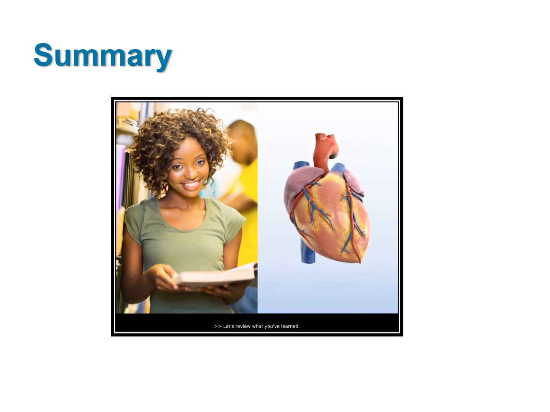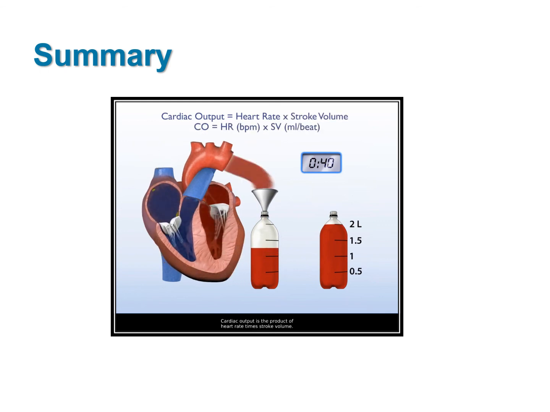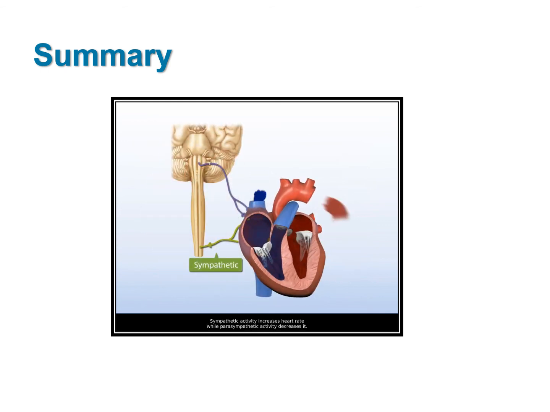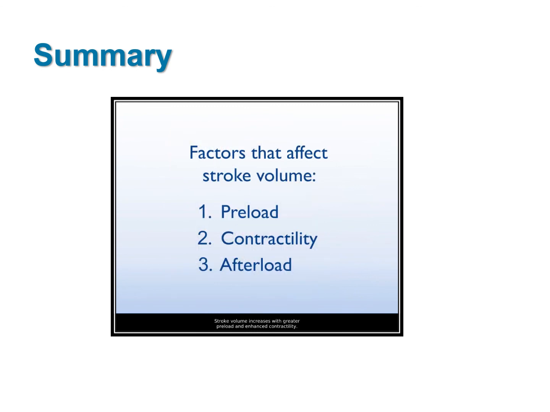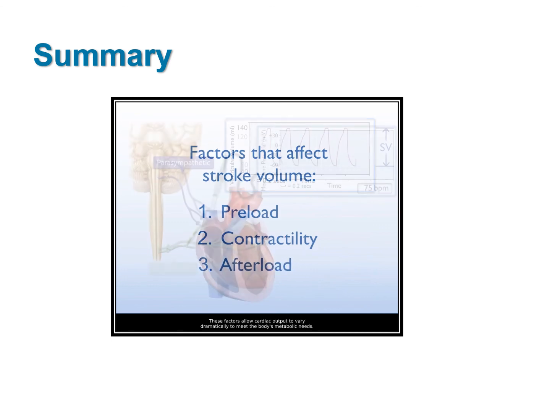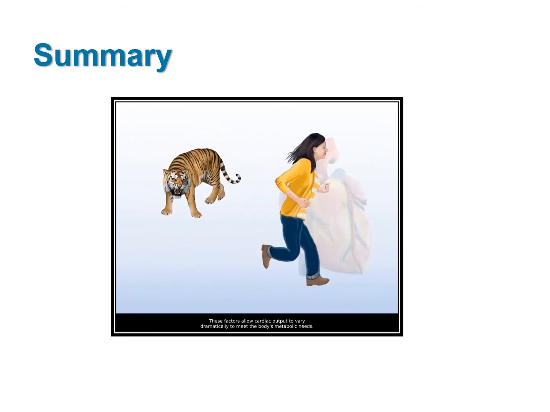Let's review what you've learned. Cardiac output is the product of heart rate times stroke volume. Sympathetic activity increases heart rate, while parasympathetic activity decreases it. Stroke volume increases with greater preload and enhanced contractility. However, increased afterload decreases stroke volume. These factors allow cardiac output to vary dramatically to meet the body's metabolic needs.